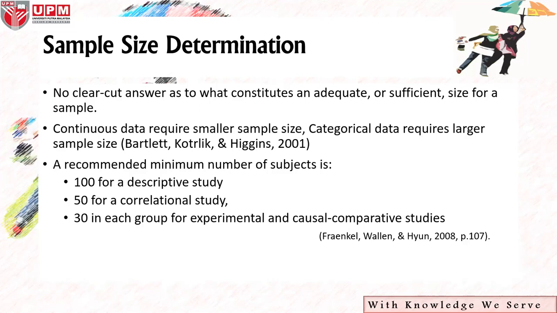Kalau experimental memang kita tak perlukan banyak sebab susah nak control. At least 30. Okay, kalau correlational 50, for descriptive 100.